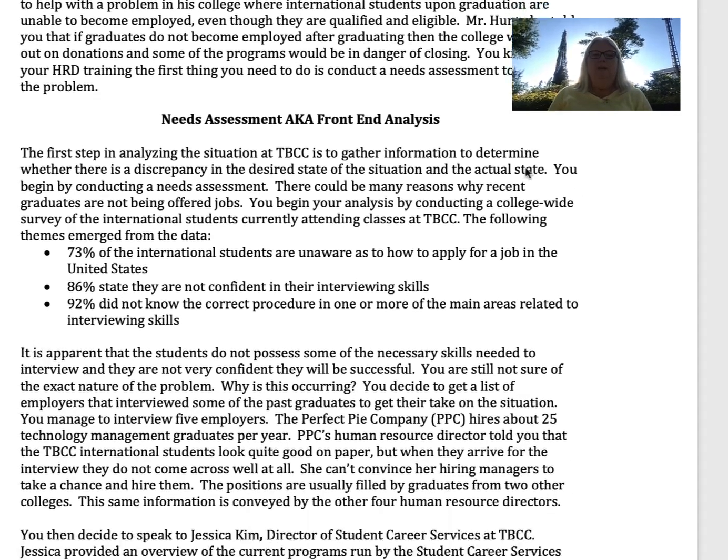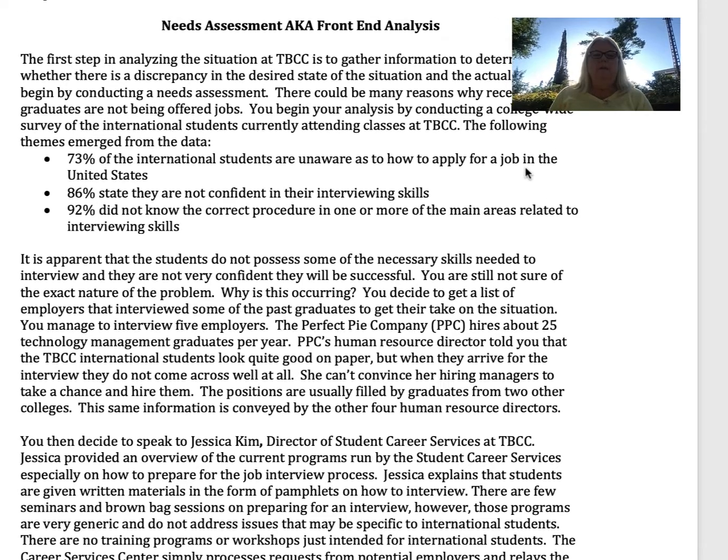Okay, so the first thing we want to do is a needs assessment or front-end analysis because we want to determine whether training could solve this problem, because not every problem can be solved by training. So we go in and we talk to people, we look at data, and then we reach a determination what could solve this particular problem. And if we determine that training could solve this problem, then we continue in the process.